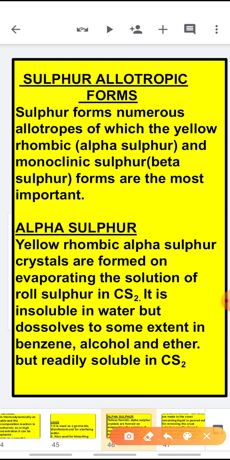Now see, alpha sulfur, it is also known as yellow rhombic sulfur. These crystals are formed by evaporating the solution of rolled sulfur in CS2. It is insoluble in water. You have to remember, this is the property of alpha sulfur. It is insoluble in water but dissolves to some extent in benzene, alcohol and ether. It is readily soluble in carbon disulfide.